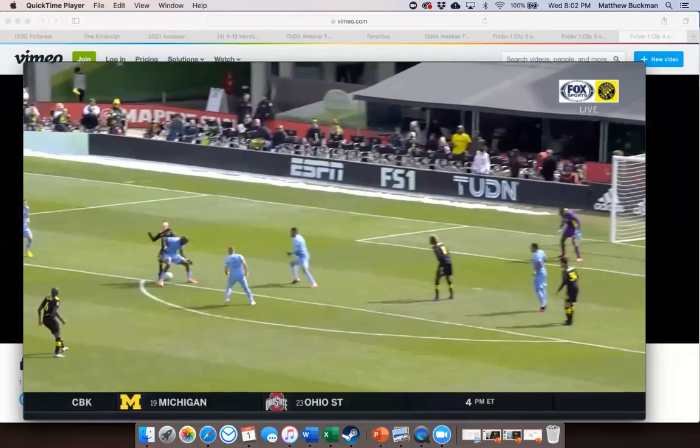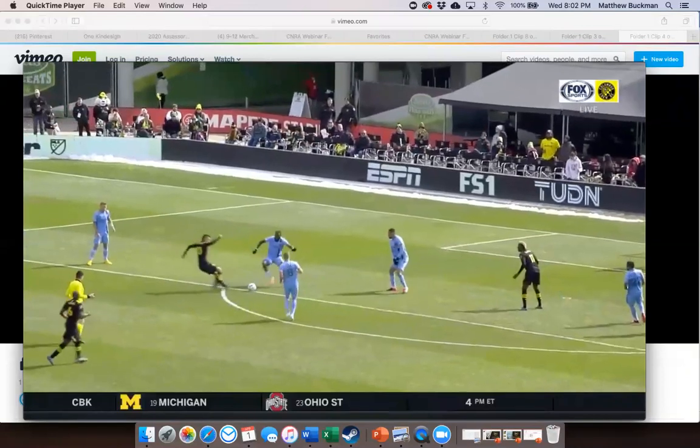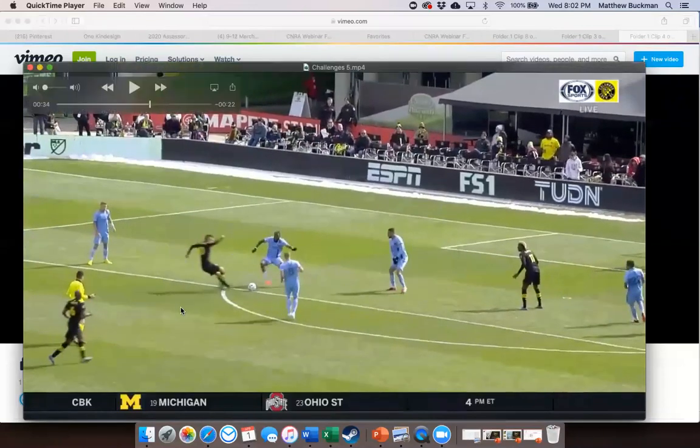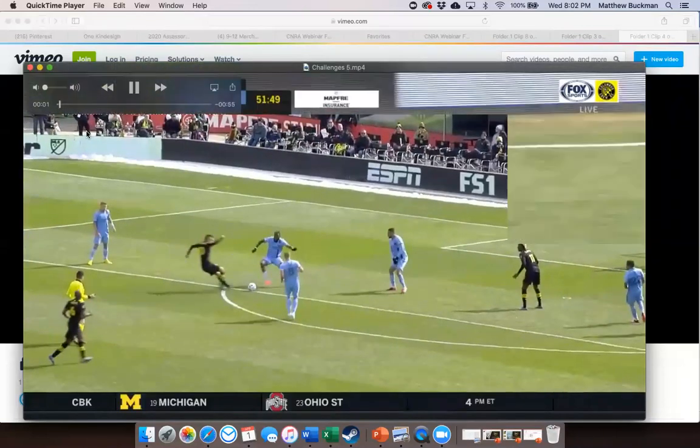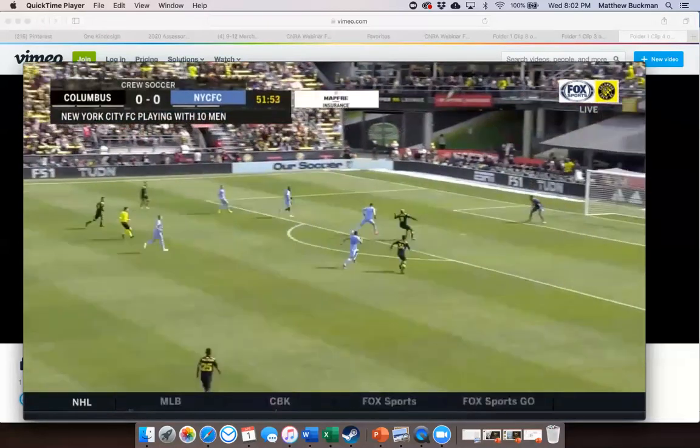Question here: how is the decision made on this challenge as to whether it's inside or outside? Really, really tough one. The referee's in good position to see this. A pro would argue that he's in zone 14, which is something we don't want. So he would probably be better.